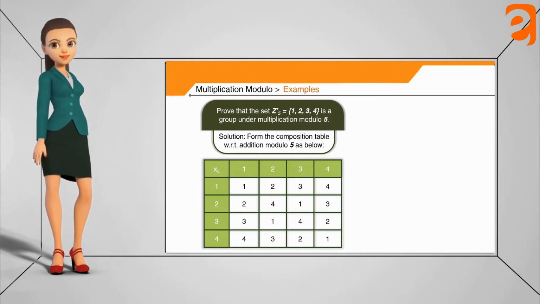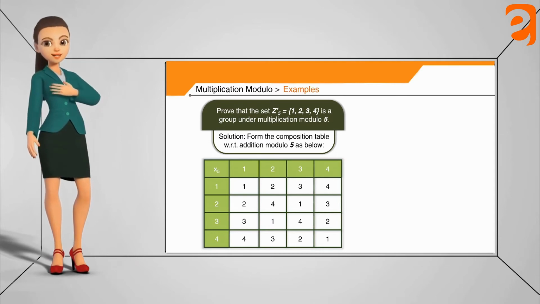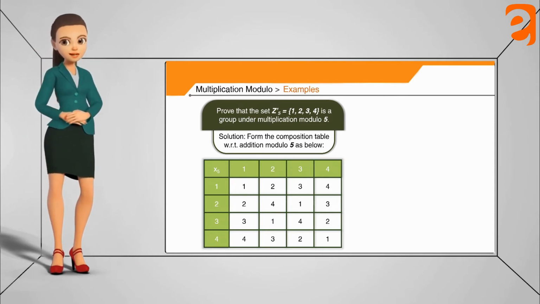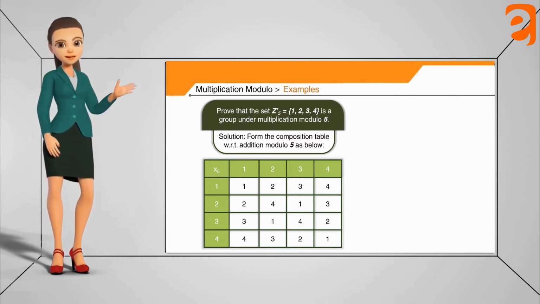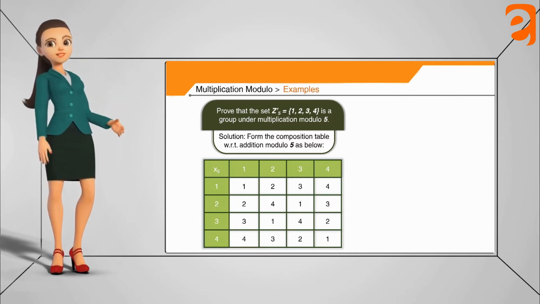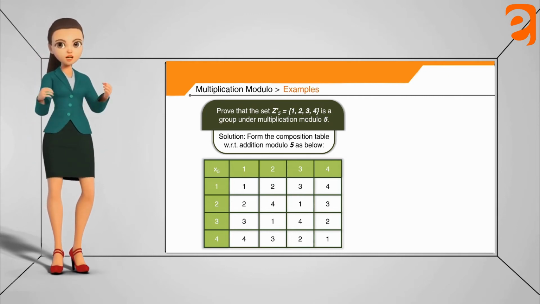The next one, focus on the next one. 2 into 3, it is the number 6. So now we will divide 6 by 5. So the remainder is 1. So this is the least non-negative remainder. Similarly, 2 into 4 is 8. You need to divide it by 5. The least non-negative integer is 3.